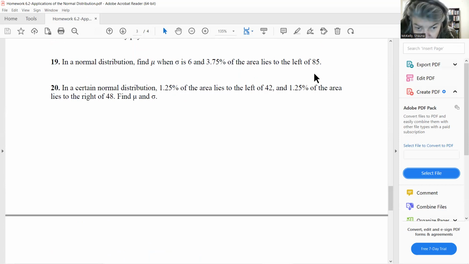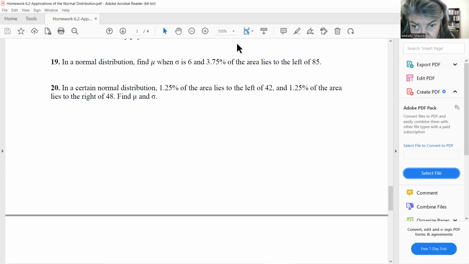It says in a certain normal distribution, 1.25% of the area lies to the left of 42, and 1.25% of the area lies to the right of 48. Find mu and sigma. Okay.